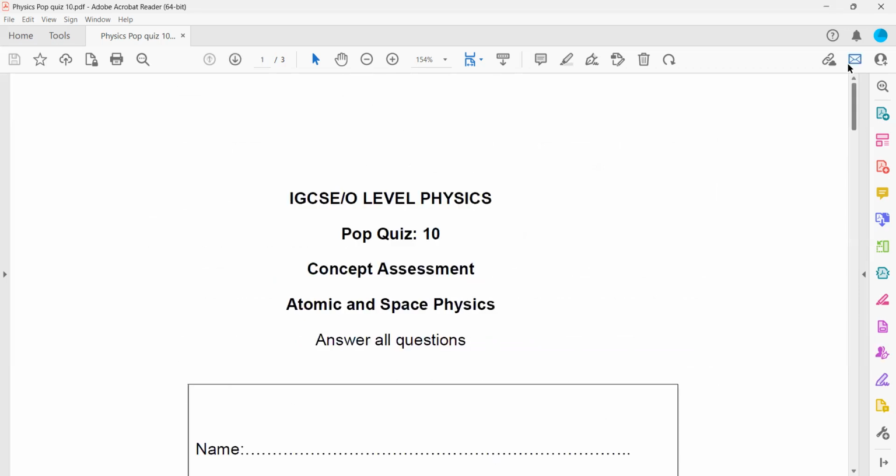So this was a pop quiz related to atomic physics, space physics, as well as 1 part from magnetism.